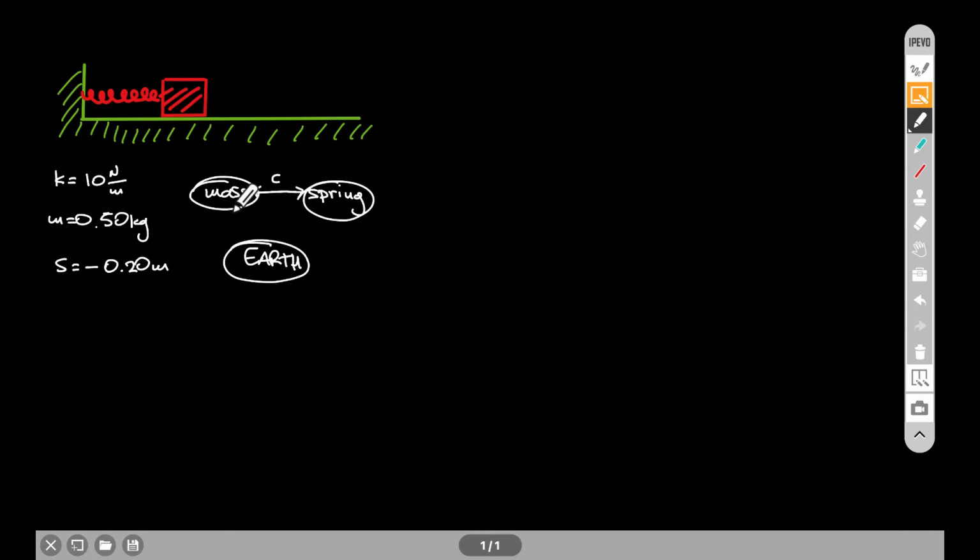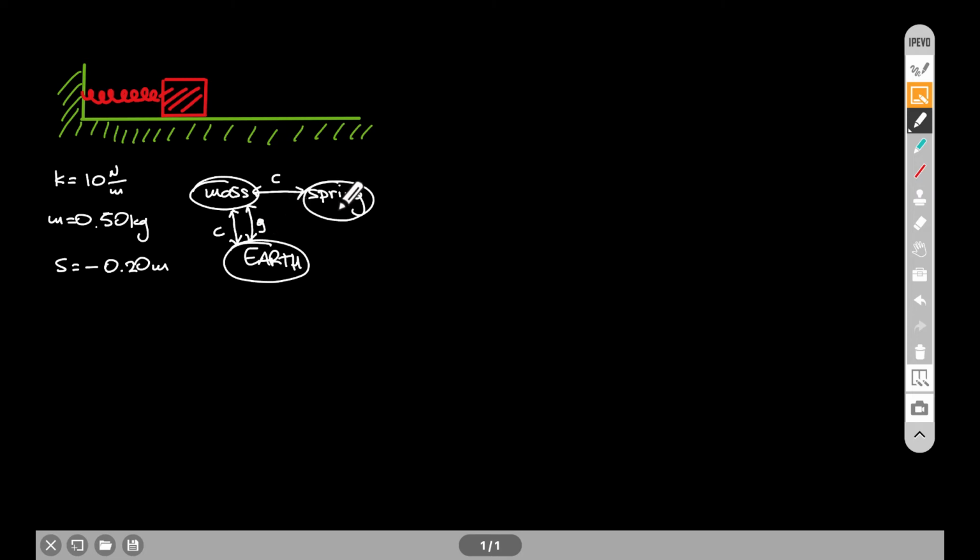Now, the mass is also in contact with the earth, so I'm going to do the same thing between those two objects. And I know that there is a gravitational interaction between the mass and the earth. That's why I have the lowercase character g.